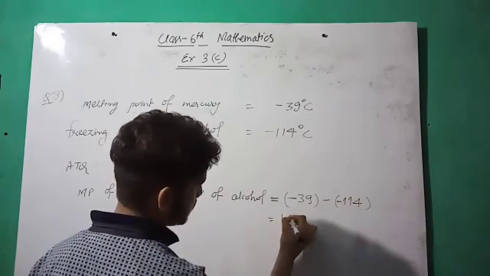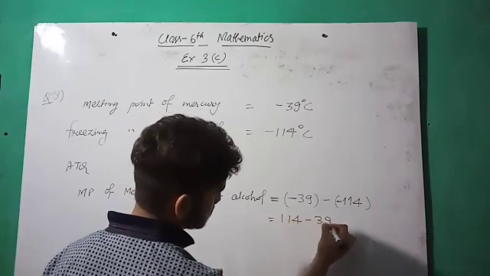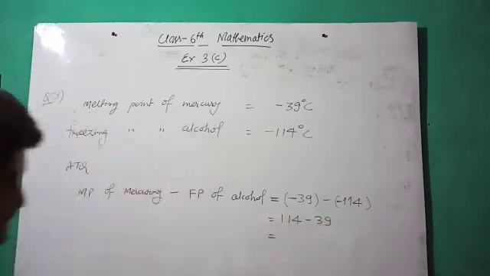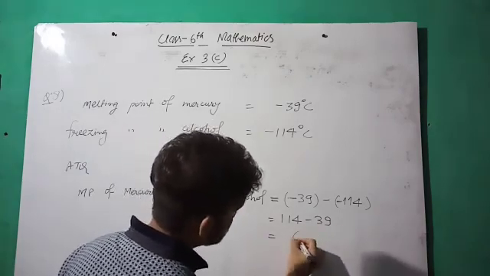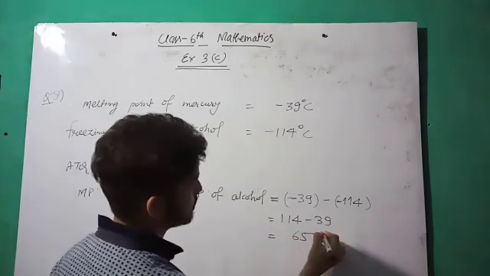So the answer is 114 minus 39. Like this, we have to do it like this. Okay, the answer is 75 degrees Celsius.